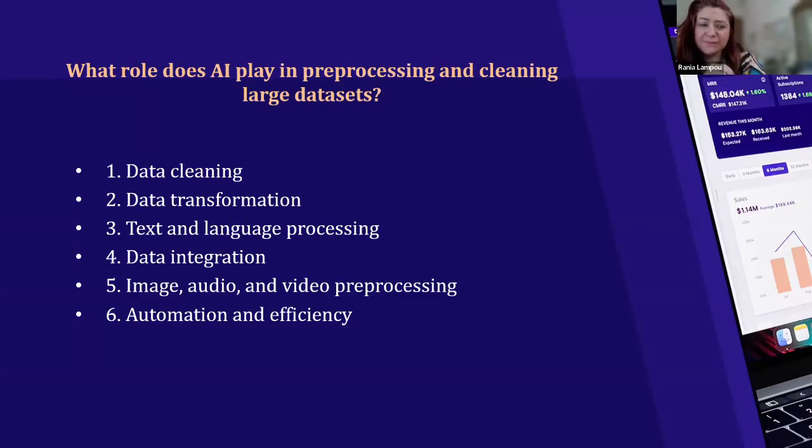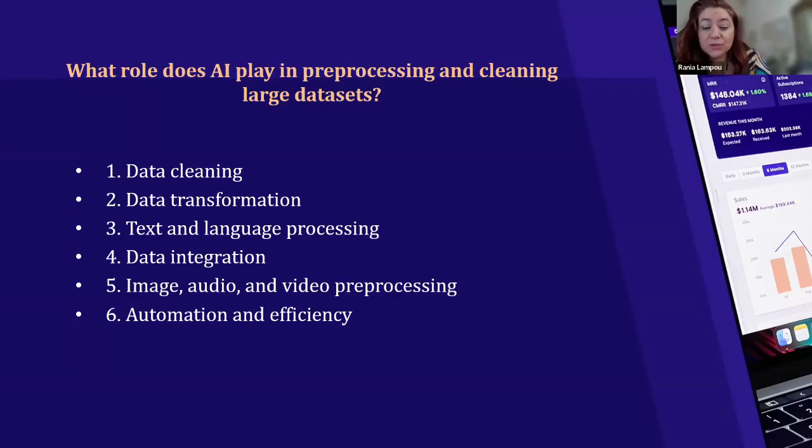And then we have automation efficiency. Why? Because AI frameworks like AutoML or DataRobot, so intelligent pipelines, create end-to-end automated workflows for data preparation. And what about scalability? AI handles massive data sets across distributed systems far more efficiently than manual or rule-based scripts.